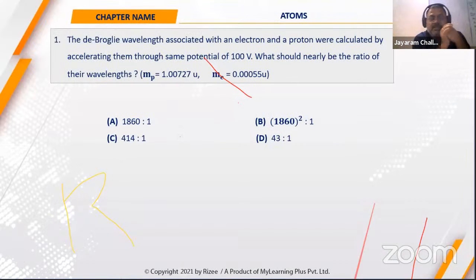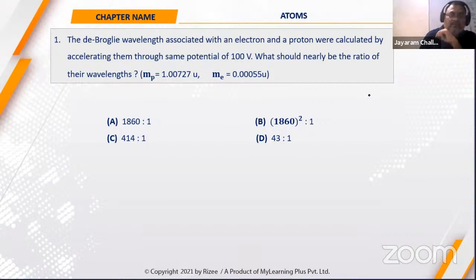Now coming here, these are some of the questions you have to solve. Can you try it out, please? Yes, ma'am. So now I'll solve this one. What is the question given here? The de Broglie wavelengths associated with an electron and a proton are calculated by an accelerating potential. The potential difference is the same. What should be the ratio of the wavelengths he is asking?